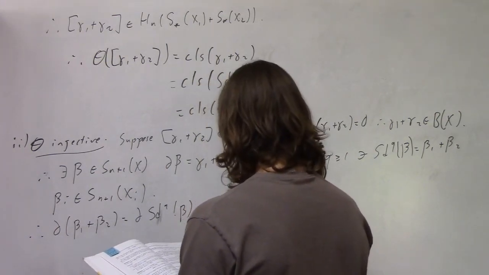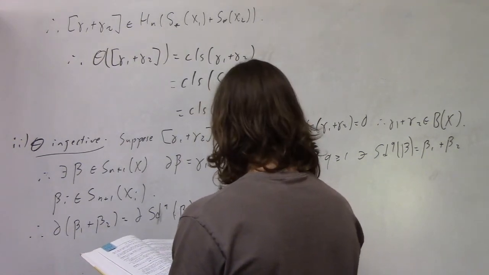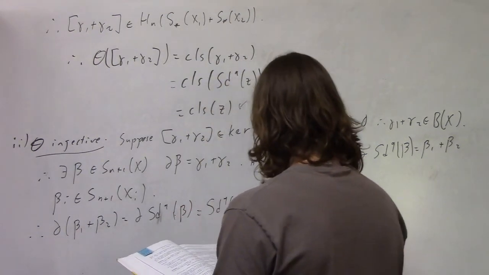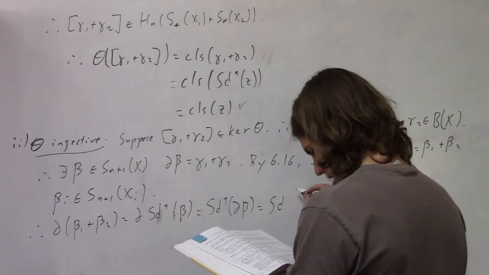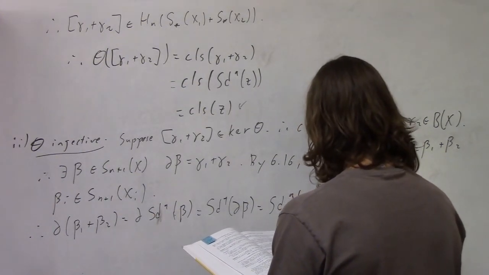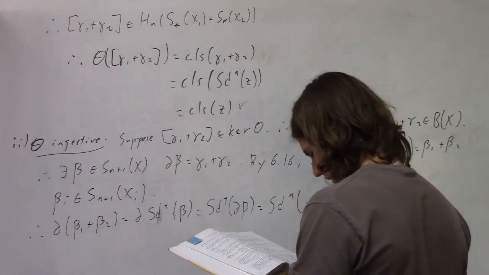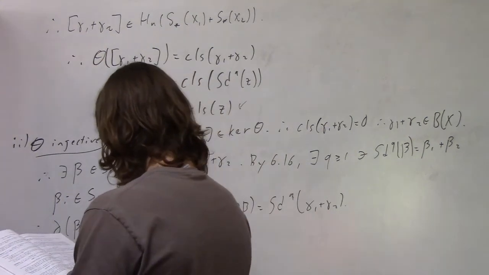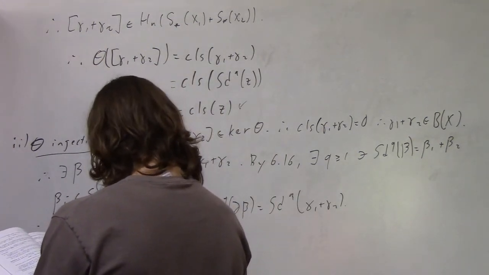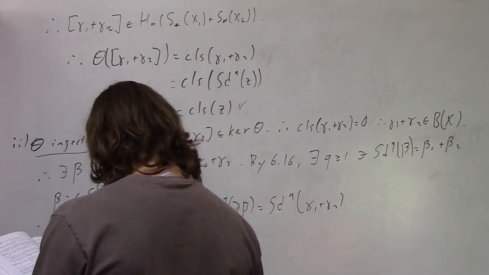Okay. And because this is a chain map, that means it's the SD to the Q of boundary beta, which is SD to the Q of gamma 1 plus gamma 2. Yeah, because it's a chain map. Therefore, the class. Okay. Now we discover why he's using class and bracket notation in this proof.